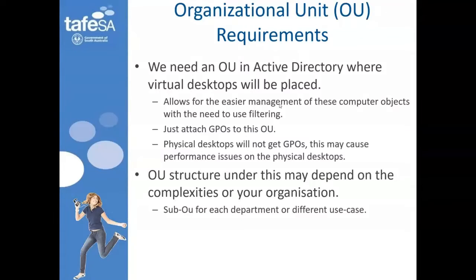Because group policy can be applied to real computers, physical computers, or virtual computers. But all of these settings that we're going to talk about are pointless for physical computers. So we don't want to accidentally apply these group policies to the physical computers because it just doesn't work. Basically, we need an OU in Active Directory where virtual desktops will be placed. This allows for easier management of these computers without the use of filtering.